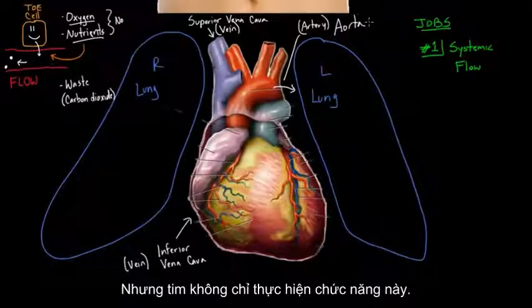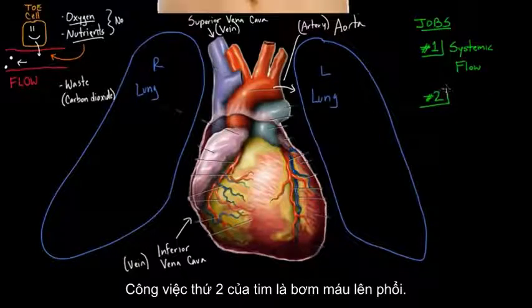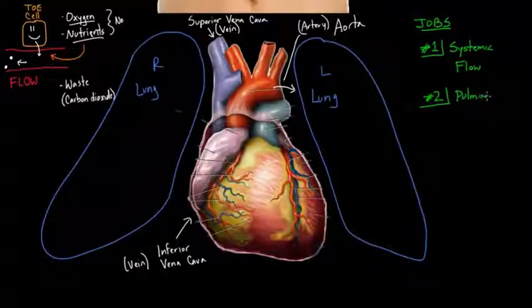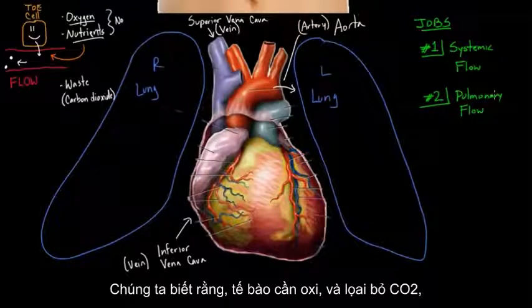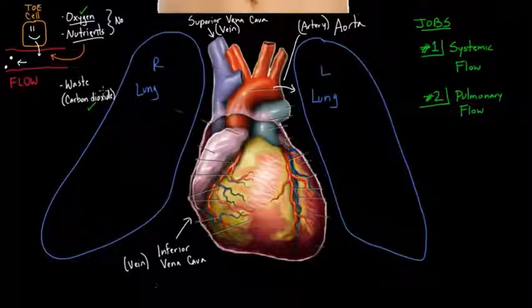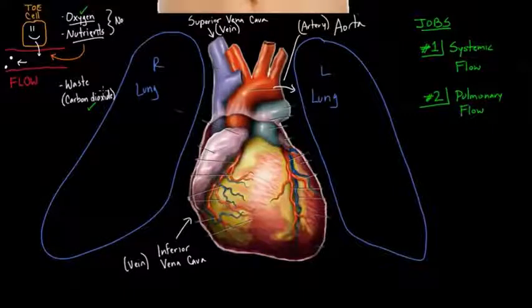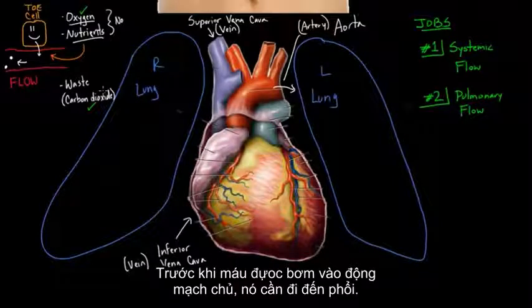But this isn't the only job of the heart. The second job of the heart is also on this picture, and it's called pulmonary flow. Pulmonary flow. So what does that mean? Well, we know that cells are expecting oxygen, right? And that they have a lot of carbon dioxide waste. It's good to move blood around. But if you never got rid of that carbon dioxide or brought in new oxygen, then a cell is not going to be very happy either. You can have blood flow, but at some point it's also going to want some oxygen, and it's going to want to get rid of that carbon dioxide.